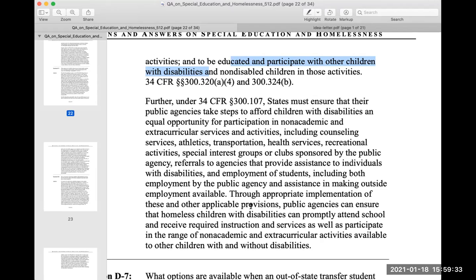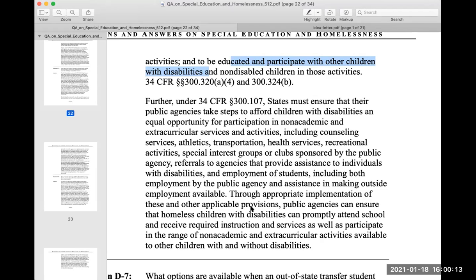What options are available when an out-of-state transfer student who is homeless cannot produce an IEP, and the parent is the source for identifying comparable services? The Part B regulations require, at 34 CFR paragraph 300.323(g), the new public agency and the previous public agency to take steps to facilitate the transition for a child who transfers to a new public agency that is either in the same state or in a different state and enrolls in a new school in the same school year. 34 CFR paragraph 300.323(e) and (f).